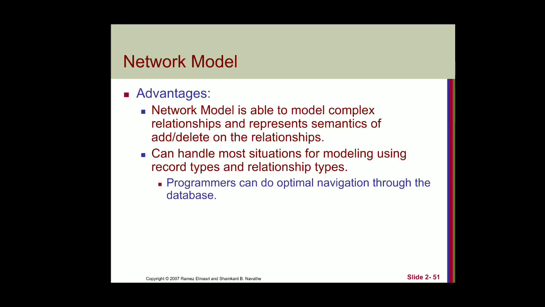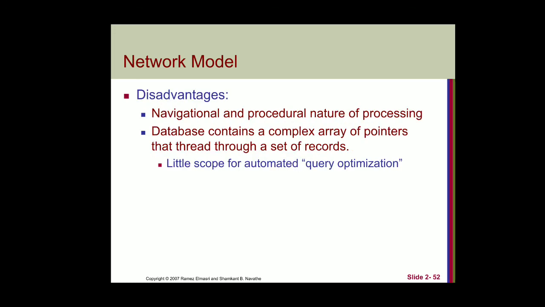Then we have the advantages. The network model is able to model complex relationships and represent semantics of add and delete. Easily we can add or delete things, and it can handle most situations for modeling using record types and relation types. Programmers can do optimal navigation through this database. Then the disadvantage of having a network model is its navigational and procedural nature of processing. Apart from that, here we are making use of a complex array of pointers that thread through a set of records. And another thing is there is little scope for automated query optimization. We cannot easily optimize the various queries.